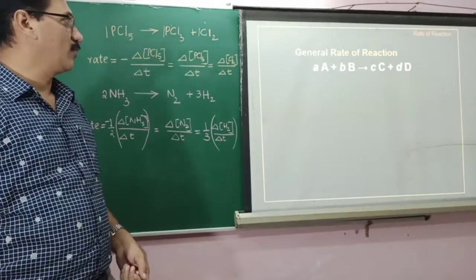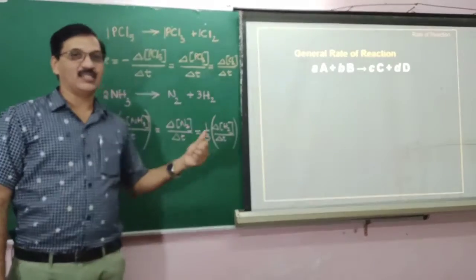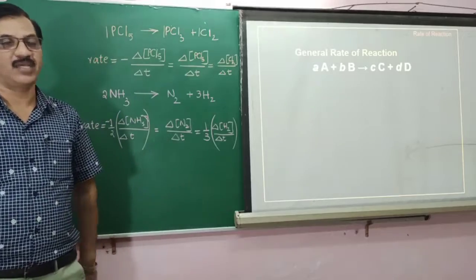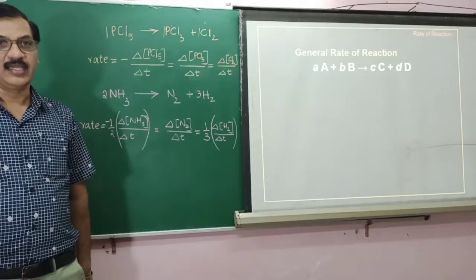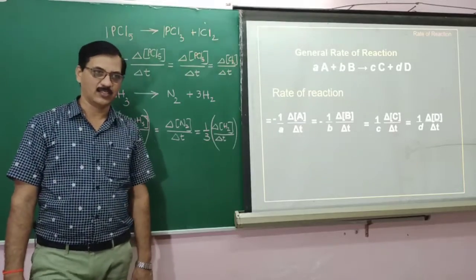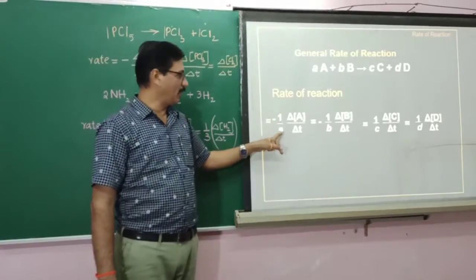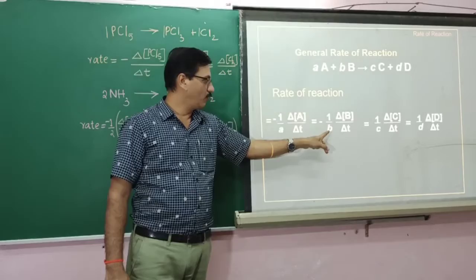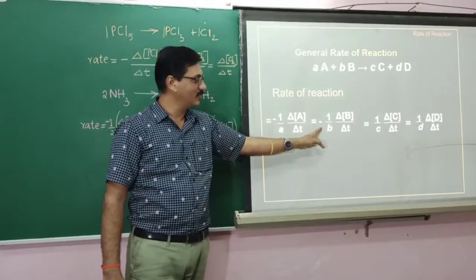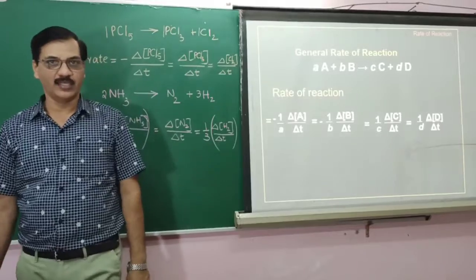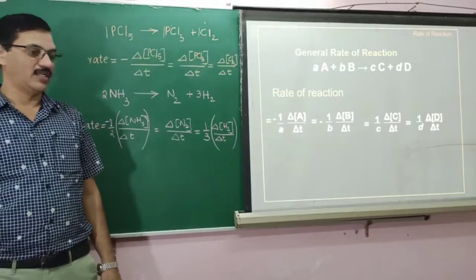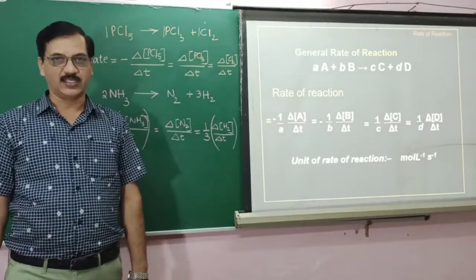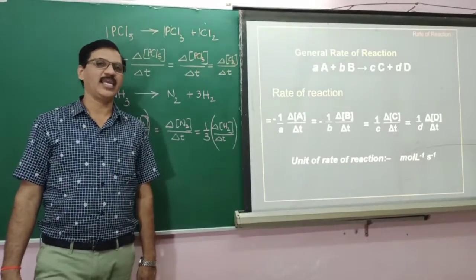Therefore, now you are able to say what could be the general rate of the reaction expression if a moles of A plus b moles of B give rise to c moles of C plus d moles of D. In general terms, this is given like this. Minus sign, 1 by a, stoichiometric coefficient is to be divided, delta A by delta T. Minus sign 1 by b. Minus is there for both the reactants, and the products are having positive sign, and each expression is divided by the stoichiometric coefficient. So this is the way to write the expression for rate of the reaction.